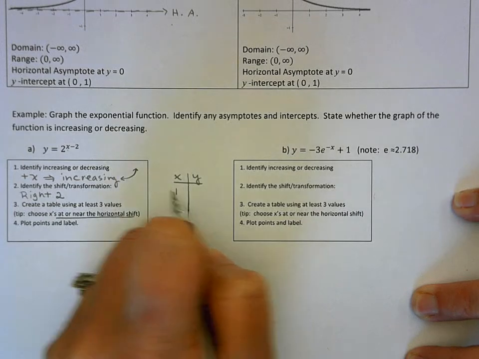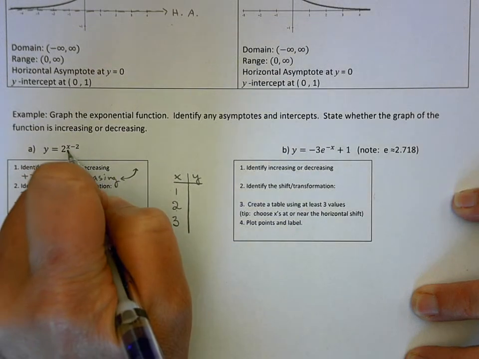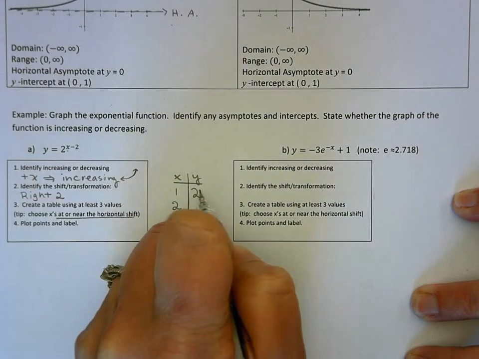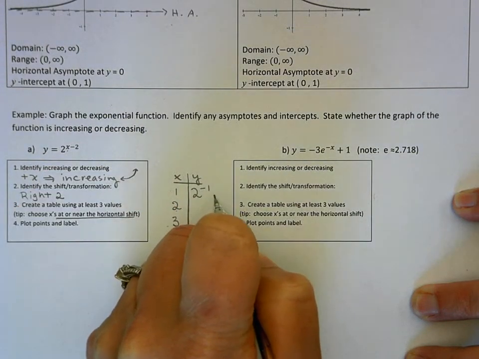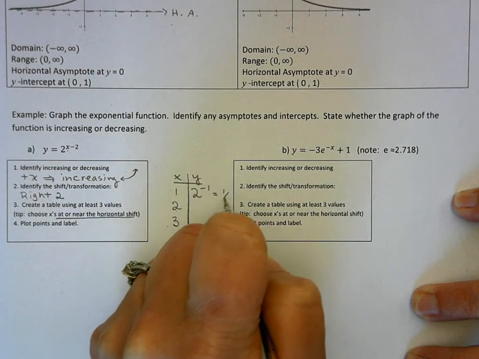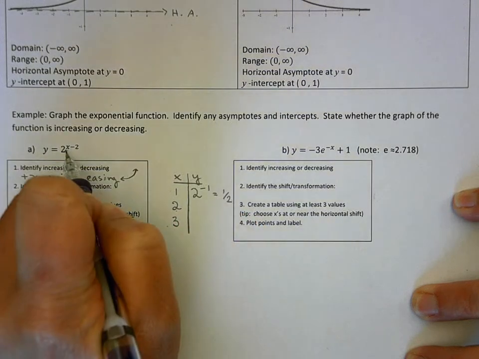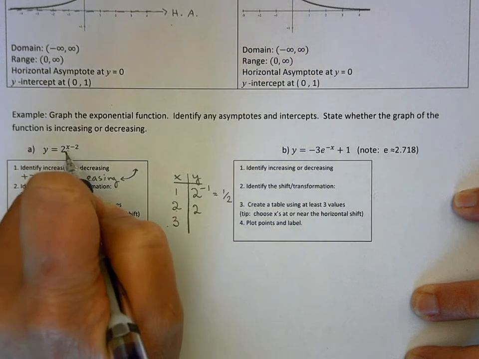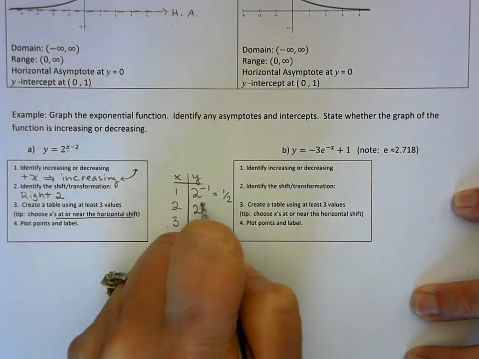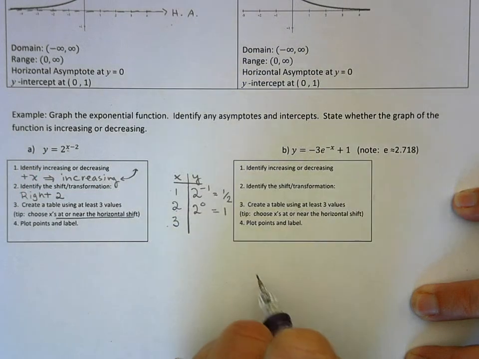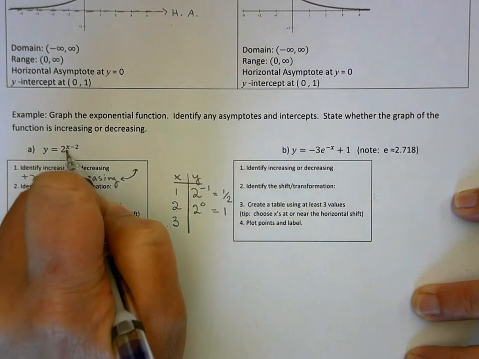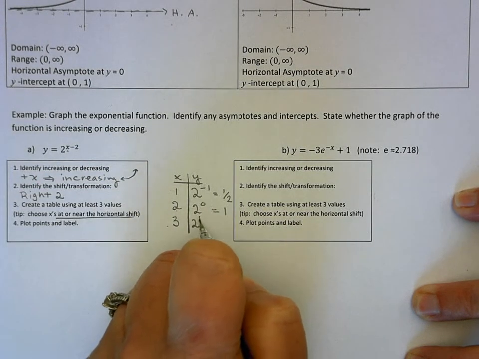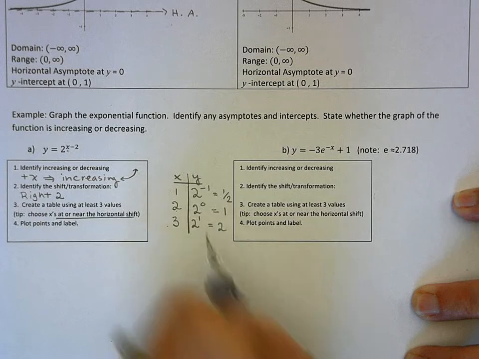Then all I have to do is replace X with 1. So I'll have 2 to the 1 minus 2, which is 2 to the negative 1, and that's the same as 1/2 or 0.5. Then replace X with 2. 2 minus 2 is 0, so 2 to the 0 is 1. And then one more, replace X with 3. 3 minus 2 is 1, and 2 to the first is just 2.